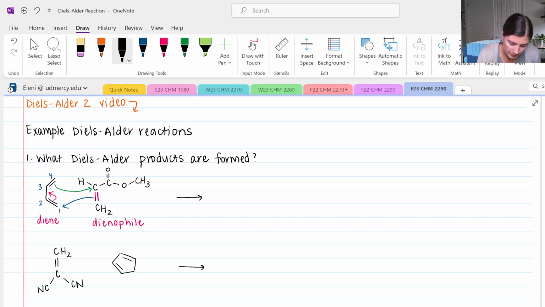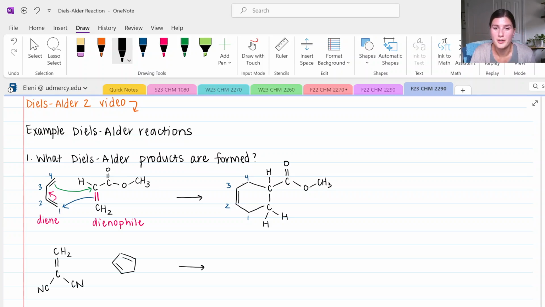And so this forms a final product where we have, drawing out the carbons in the diene first, a new pi bond between carbons 2 and 3, and new bonds to the carbon atoms, which I'll draw out with C's, from the dienophile. So now this carbon is bonded to two hydrogens. The carbon on the top is bonded to a hydrogen and that ester group. And there's the product.